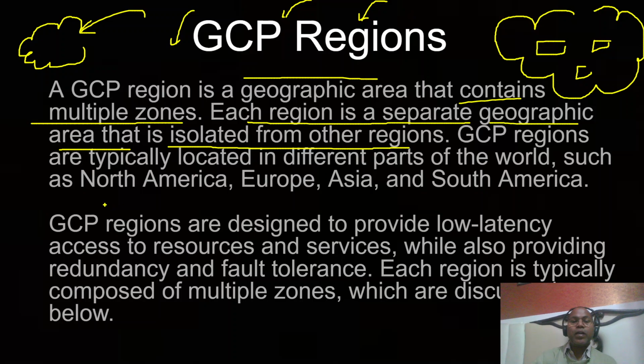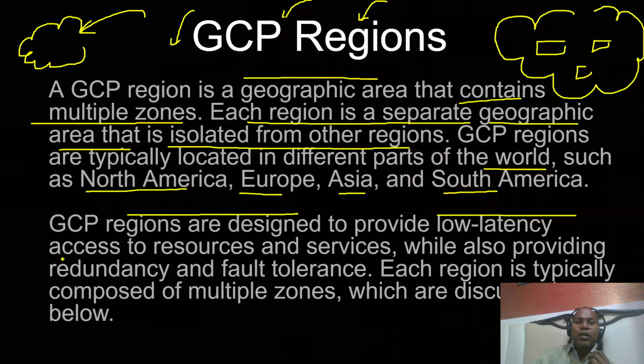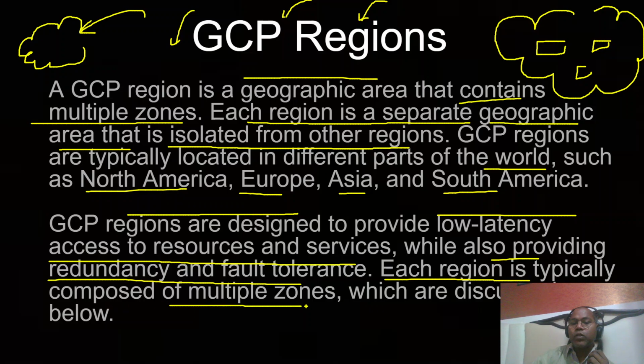Okay, so regions are typically located in different parts of the world. So overall, according to Google Cloud, the whole world is logically divided: this area, this area, this area. This geographical area is considered a region, mainly North America region, Europe region, Asia region, in this way. And the GCP Google Cloud regions are designed to provide low latency access to resources and services while also providing redundancy and fault tolerance. Each region is typically composed of multiple zones, which we'll discuss.